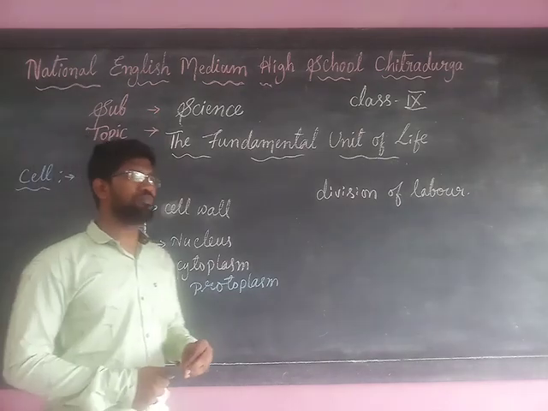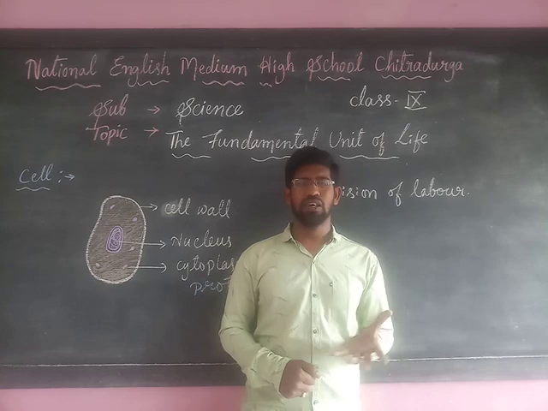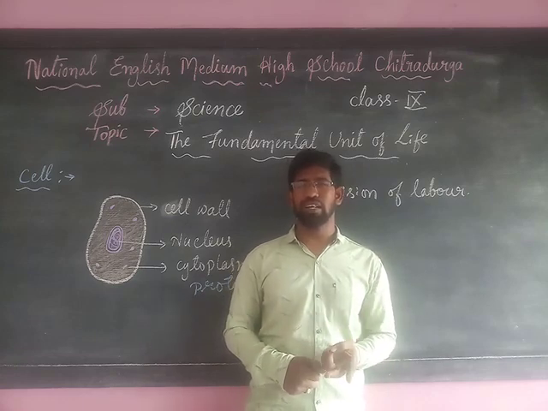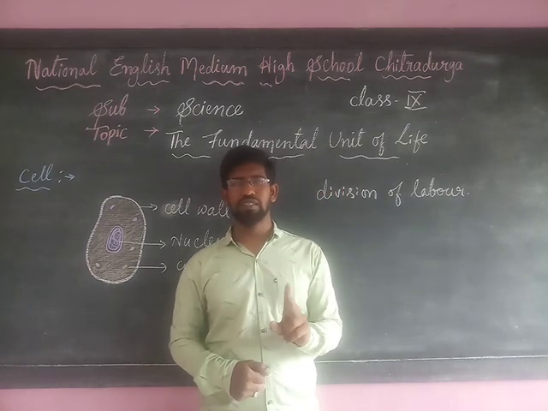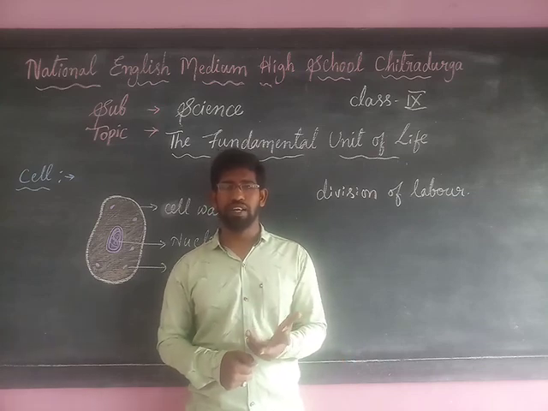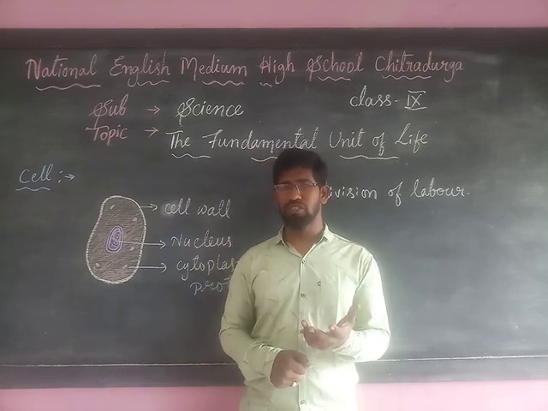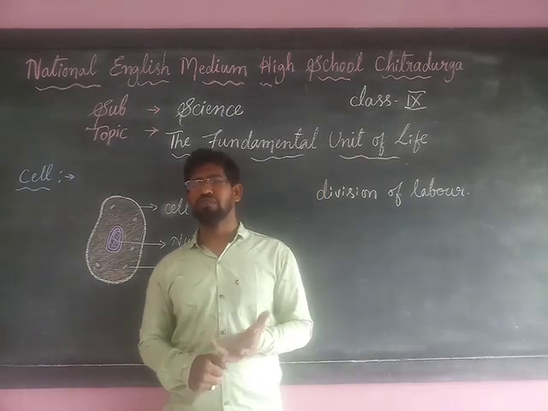Different types of organisms contain different types of cells. For example, cells are generally classified into two categories: one is the plant cell and the other is the animal cell. Generally we divide them like this, but within a single multicellular organism also, we can see different types of cells.